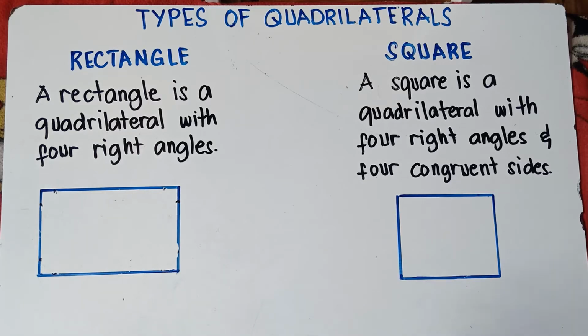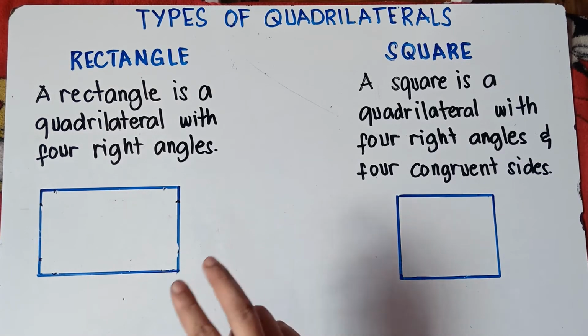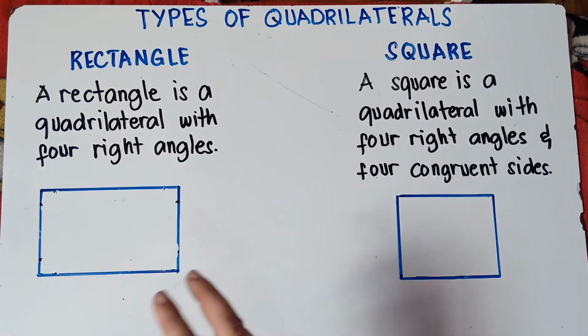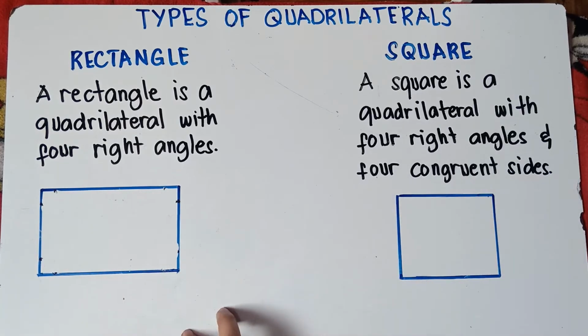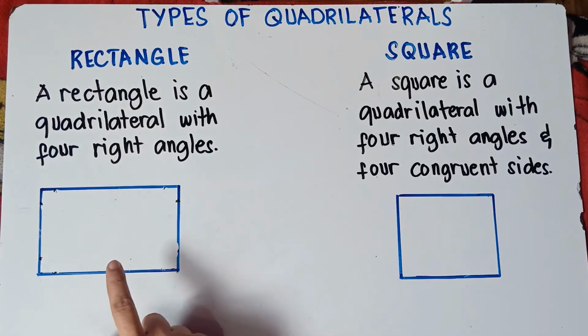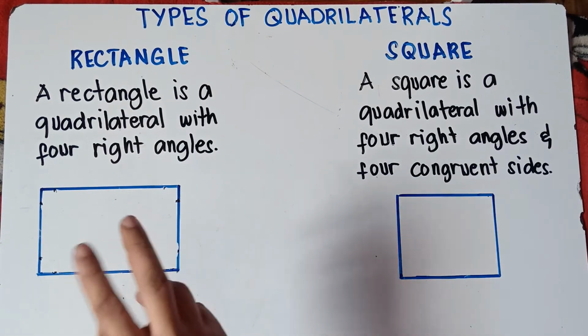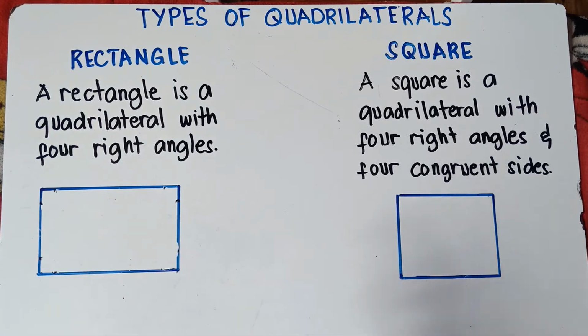Why is that, sir? Because in parallelogram class, if you still remember the definition of parallelogram, it has 2 pairs of parallel sides. A rectangle, it also has 2 pairs of parallel sides. This side is parallel to this side, and this side is parallel to this side. But a rectangle, it has 4 right angles.